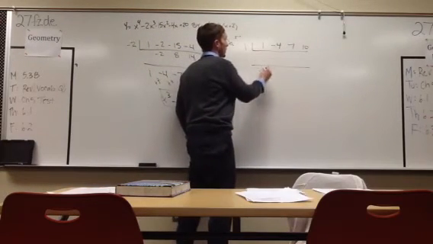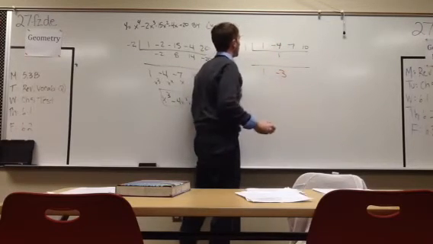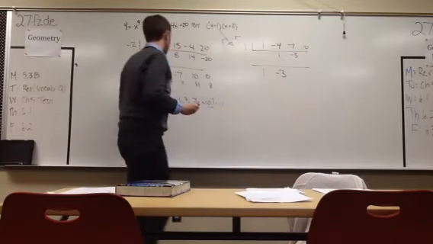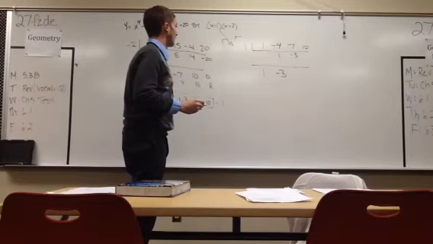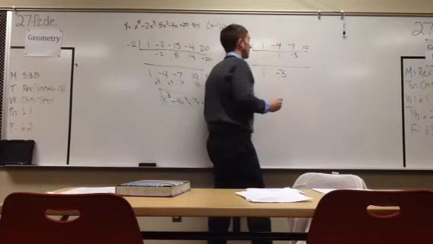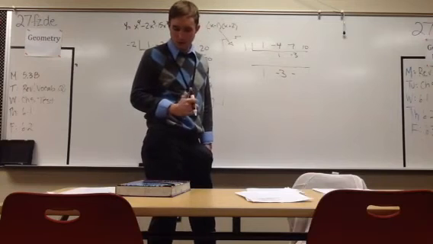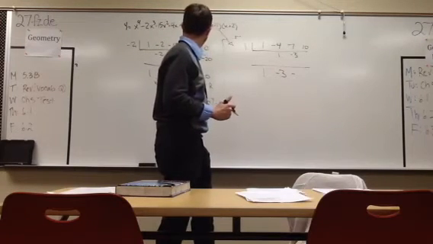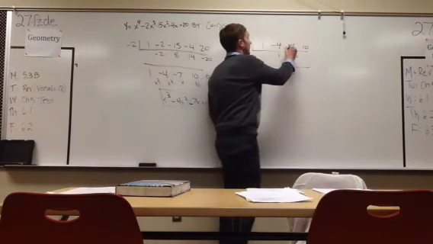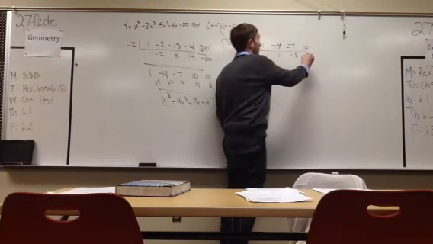Pull my 1 down, 1 times 1, 1, -4 plus 1, -3. 1 plus -3 is -3. Or 7 plus -3 is not right. Where did I screw up? Oh, right here. This is supposed to be a negative. If this is a negative, -7 plus -3 is -10. 1 times -10 is -10.